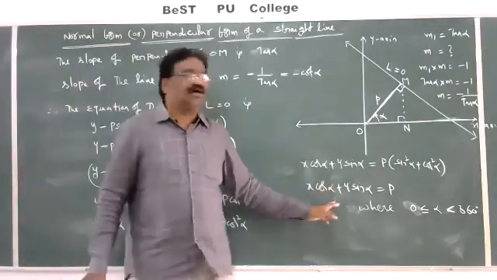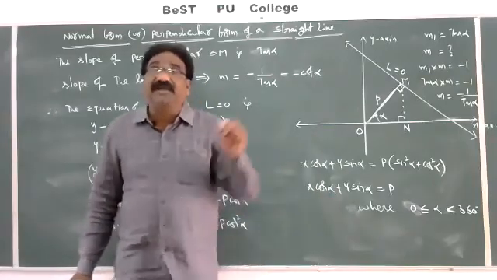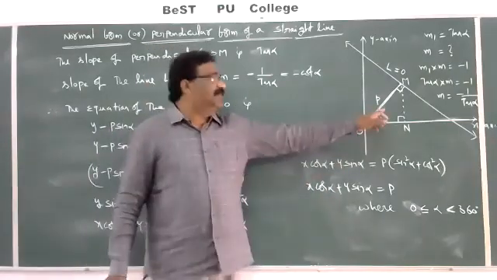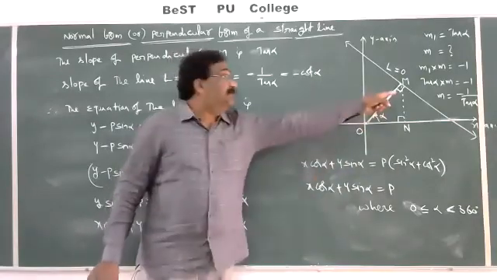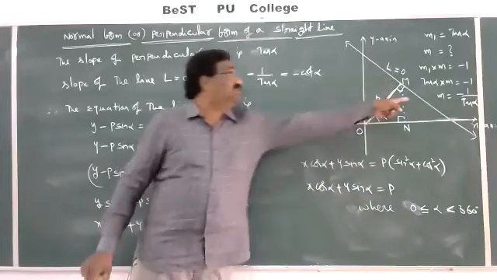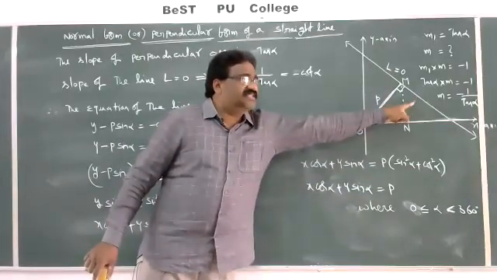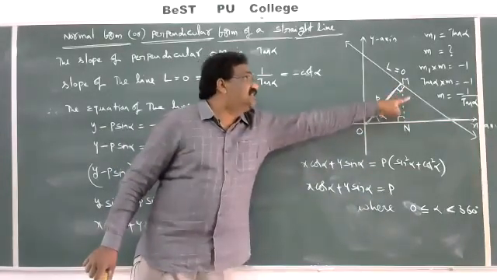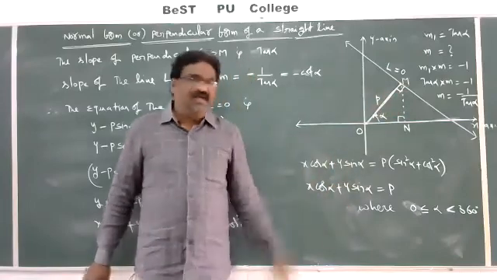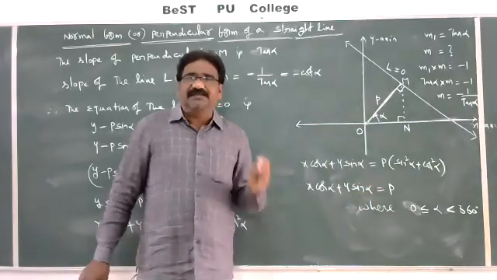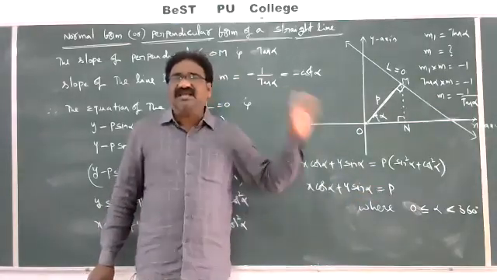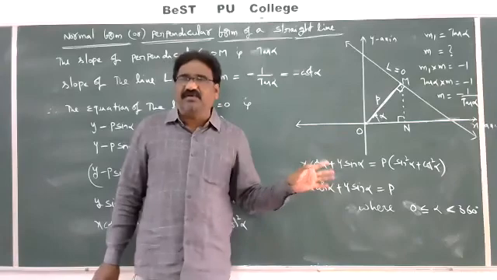Here alpha is the angle made by the perpendicular of a line, not this line. The perpendicular of this line makes an angle alpha, and p is the distance. P is always positive. P is the distance from the origin to the line L. So this is the normal form or perpendicular form.